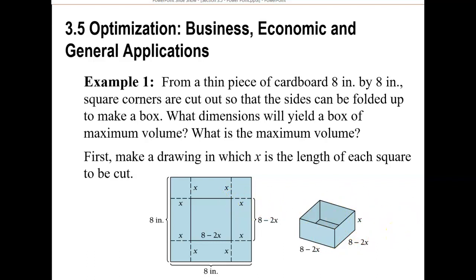So if you have to read the problem more than once, you're going to draw a picture, start labeling it with what you know. So that is step number 1.